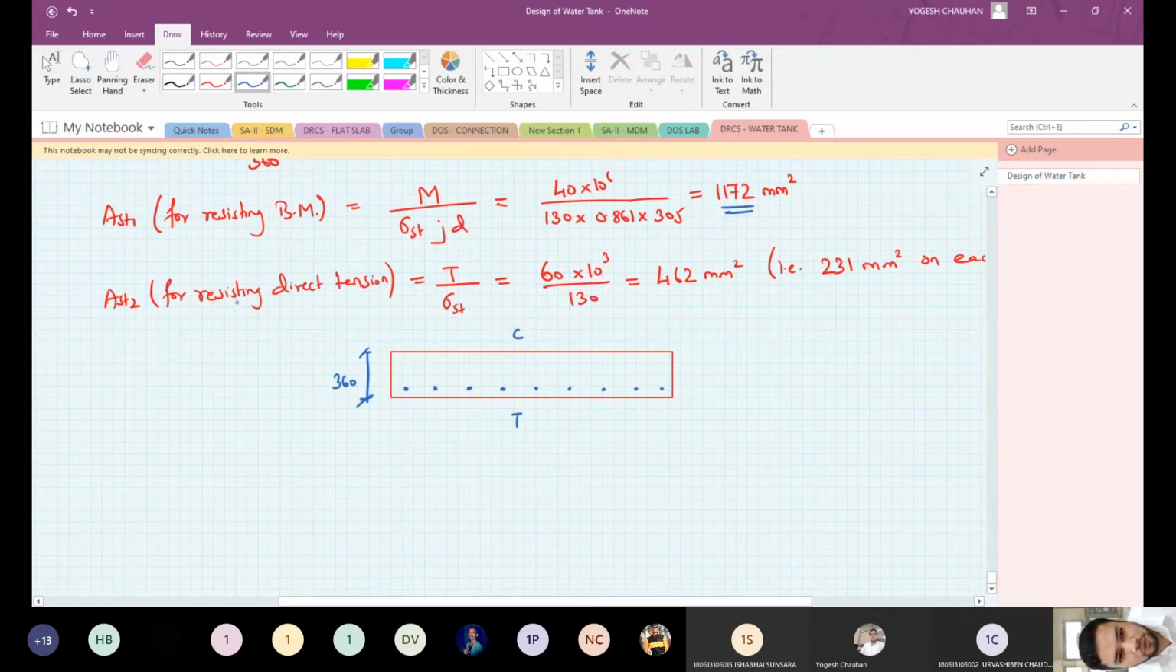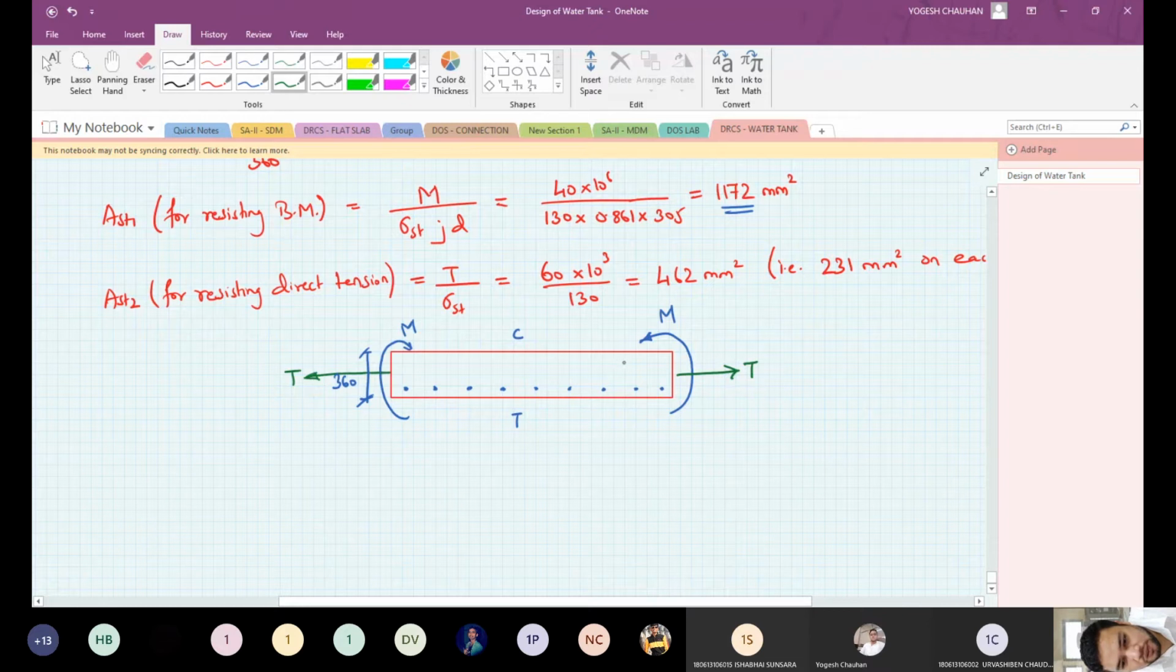Okay, and this amount of reinforcement is provided to resist direct tension. See, this is the bending moment M, and this is the direct tension T. So to resist the bending moment M, the steel is provided on this face. To resist this direct tension, the amount of steel required is this.